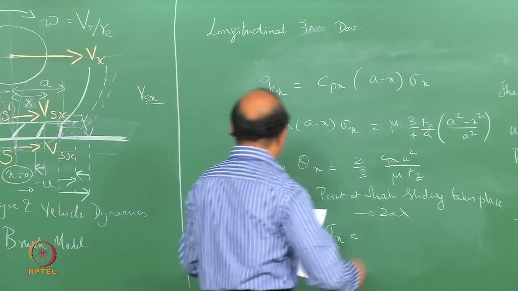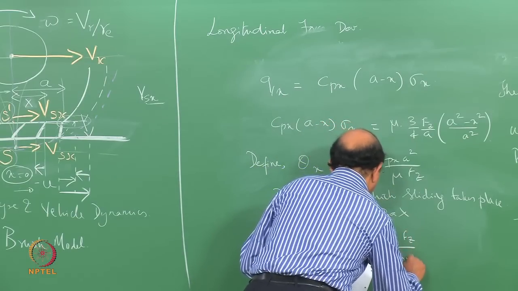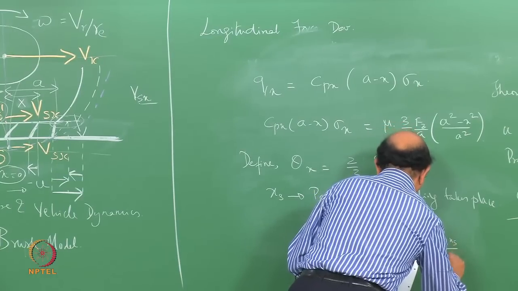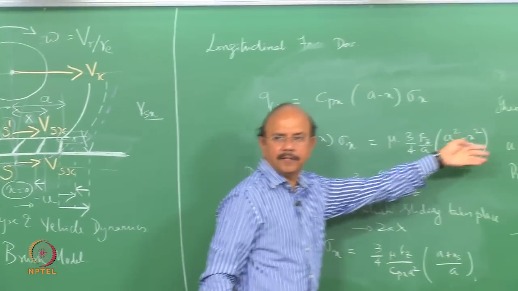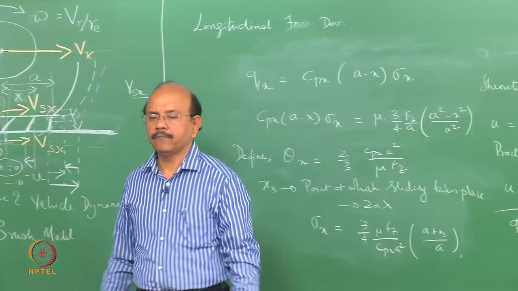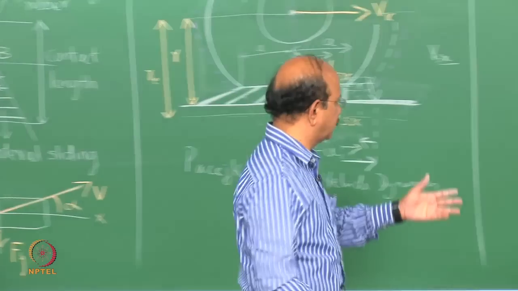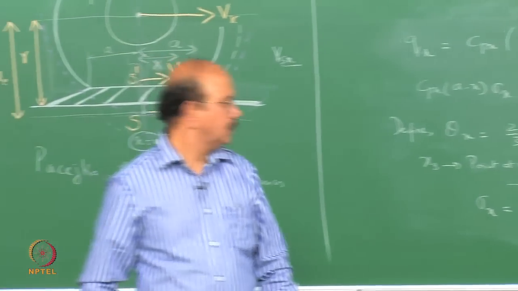So just do that, it's very simple: 3 by 4 mu FZ divided by Cpx a squared into a squared, into a plus xs by a. Right? What I did was just a plus xs into a plus x into a minus x. My goal is to find out when total slip takes place. When does total slip take place? Lambda is equal to 1. Okay, that makes my job easy.